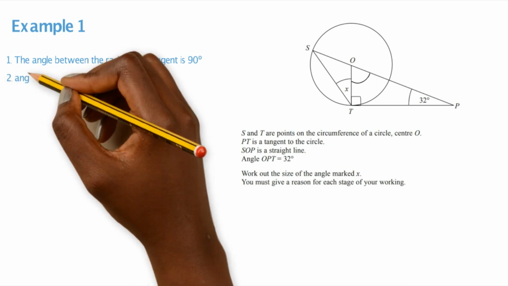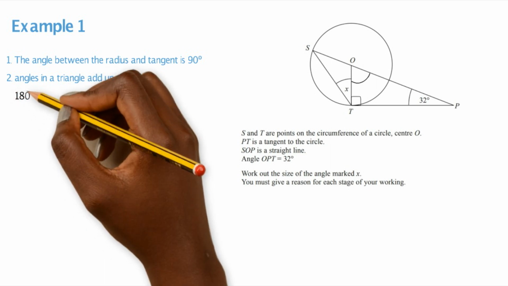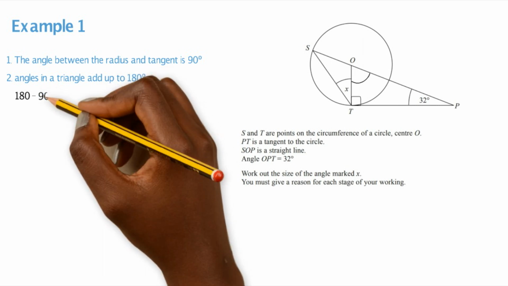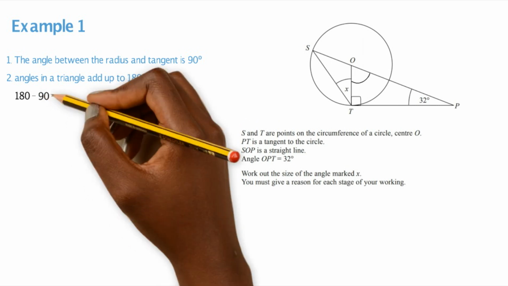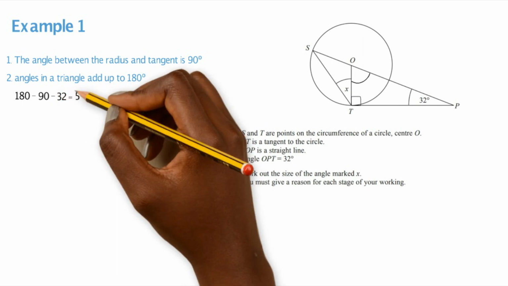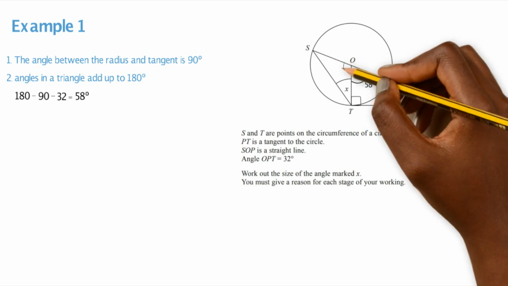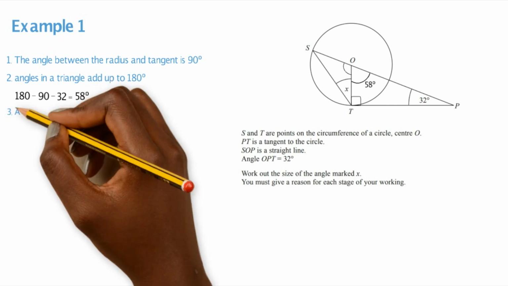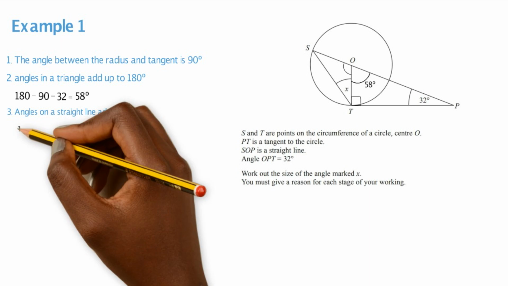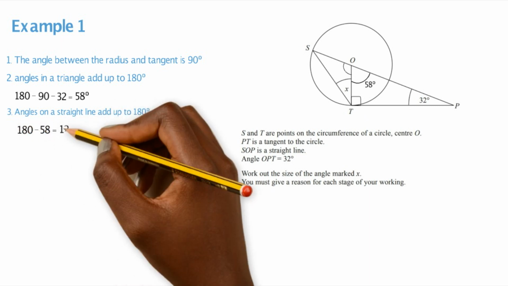Then the next thing I can notice is that we've got a right angle triangle. Remember, all angles in a triangle add up to 180 degrees. So to work out that angle that I've circled, we would do 180 minus 90 minus 32 degrees, and that would leave us with an answer of 58 degrees. So now I know that that angle up there is 58 degrees. As you can see, there's a straight line formed there, so we know angles on a straight line also add up to 180 degrees.